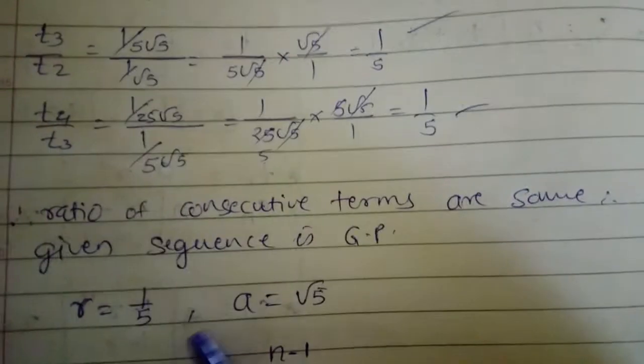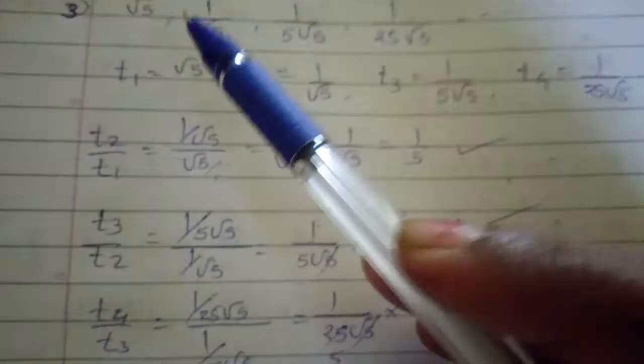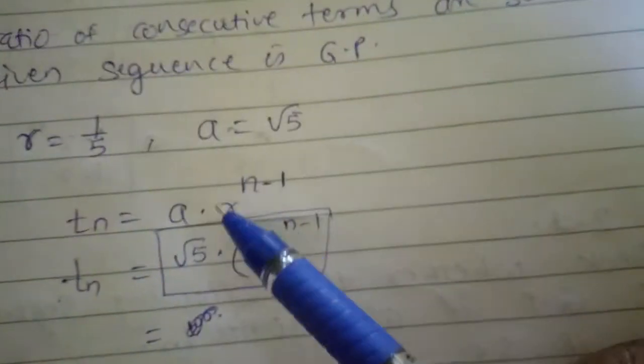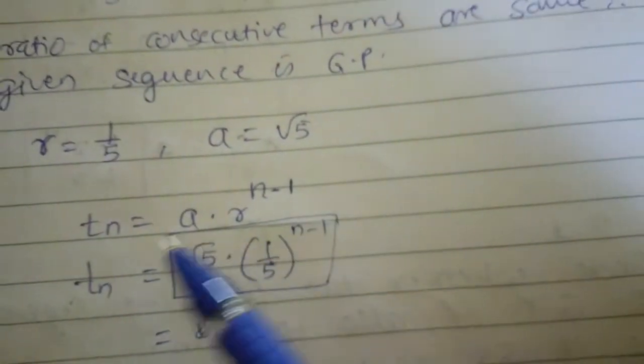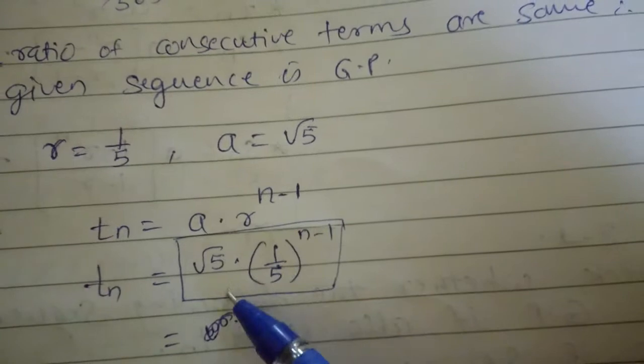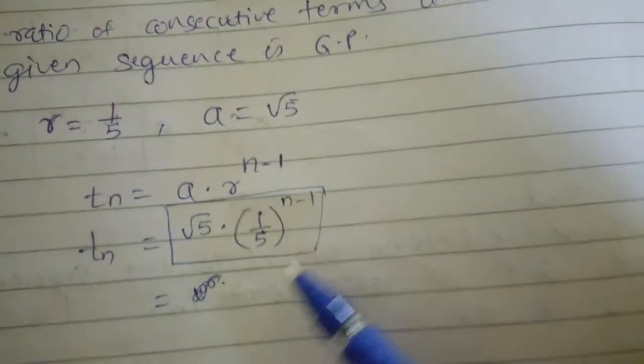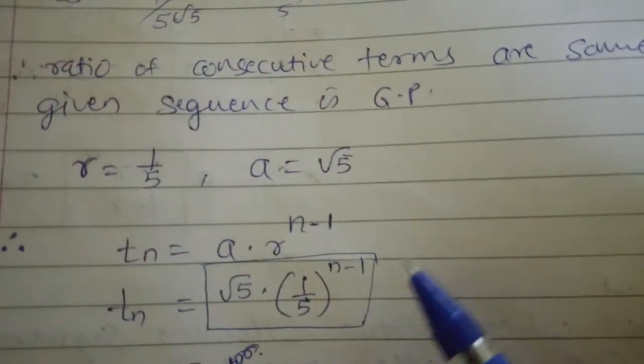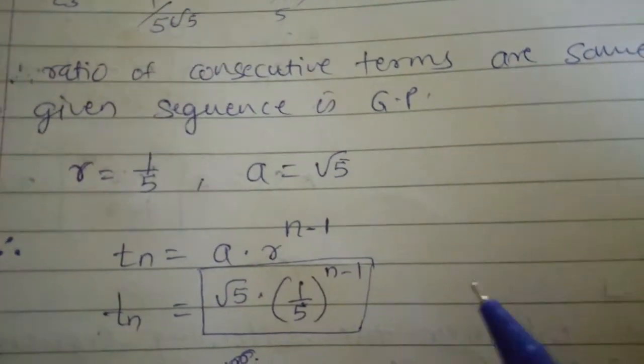So r is 1 by 5 and A, that is the first term, is root 5, and so we are going to find the Tn. So Tn is equal to A into r raised to n minus 1. So Tn is equal to A is root 5, times 1 upon 5 raised to n minus 1, and there is nothing more to do, so the answer is the same.